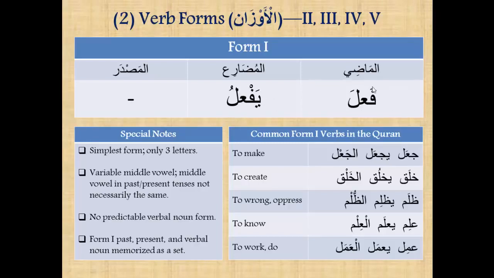You can have kataba yaktub, or you can have cases where they are the same. So there's no way for us to predict the middle vowel. There's also no way for us to predict the verbal noun, the masdar. There are so many different forms.